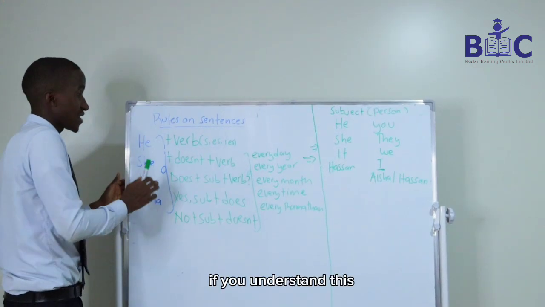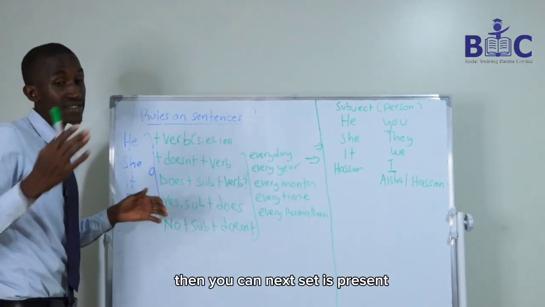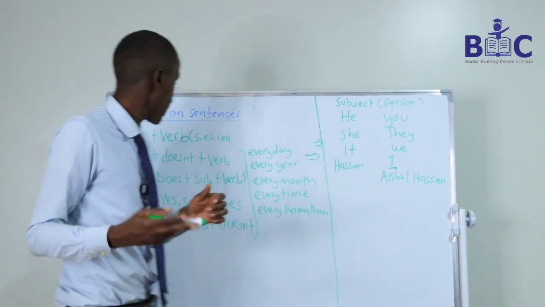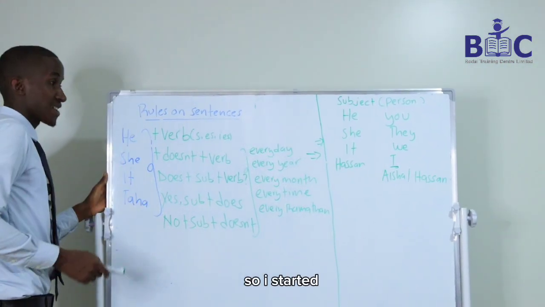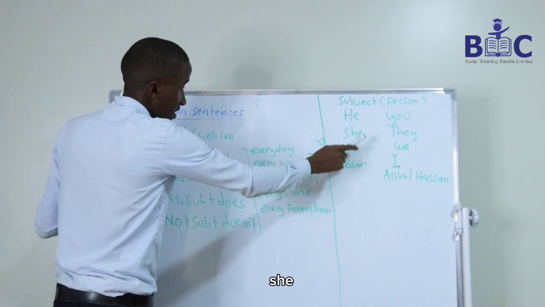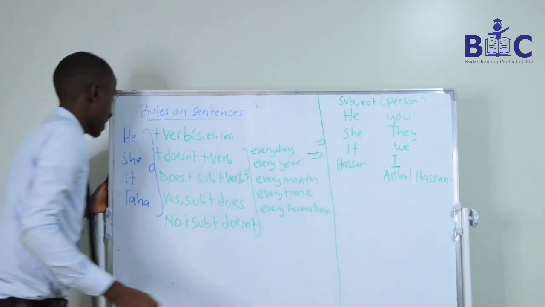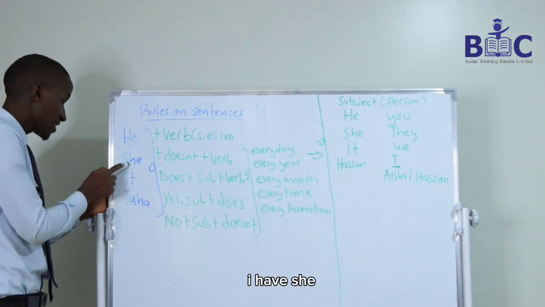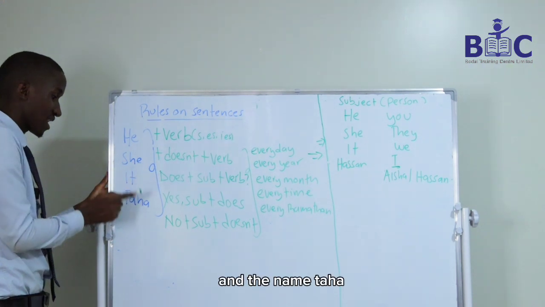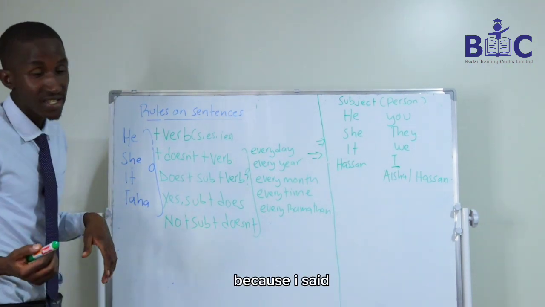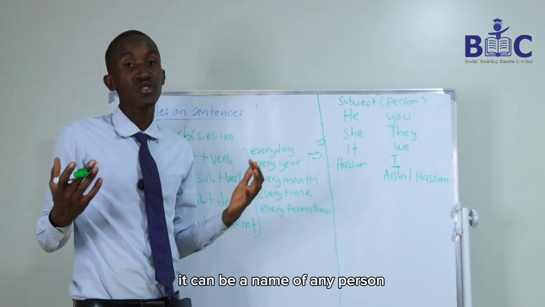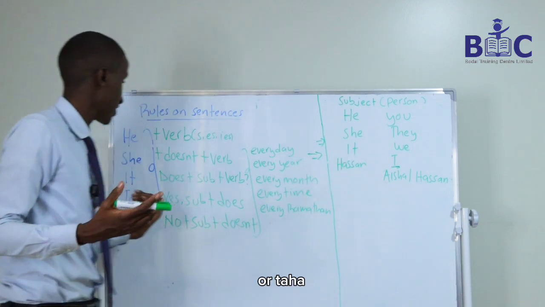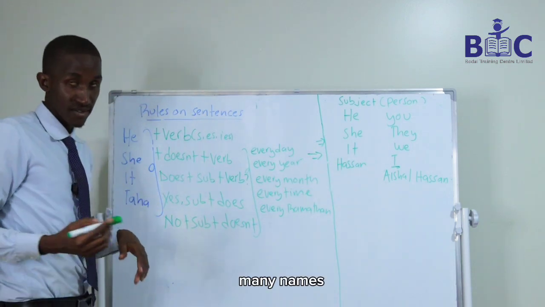Now, if you understand this, then you can make sentences in present simple tense. So, I started with these subjects: he, she, it, and this one. And I have he, I have she, I have it, and the name Taha, because I said it can be a name of any person, not only Hassan or Taha. There can be many names.